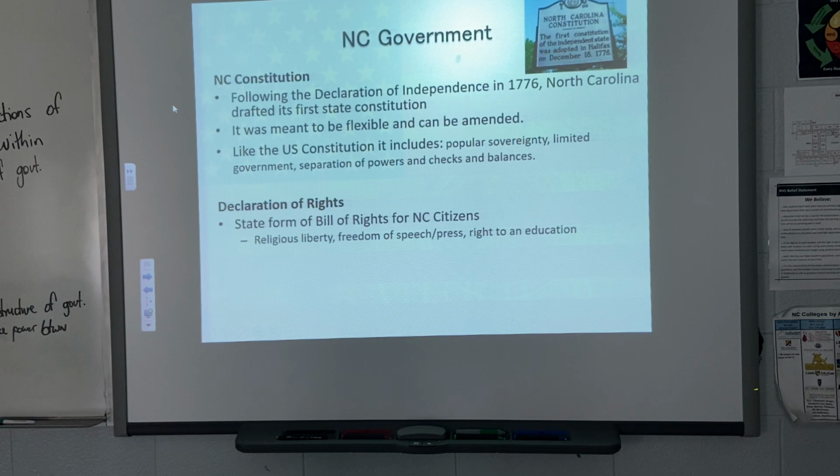Religious liberties are mentioned, freedom of speech, press. There again, your right that's not found in the U.S. is education. So there again, there's your case in point as to how sometimes the state constitution is a little more specific in detail than your U.S. Constitution. But there again, you see the line of symmetry in both U.S. and NC Constitution. Moving on.